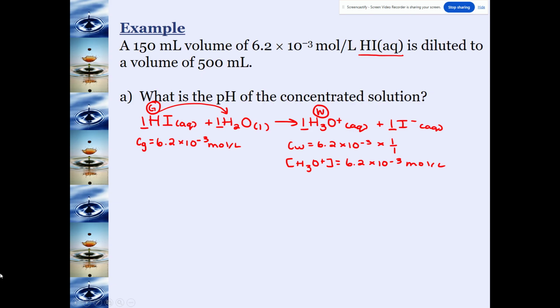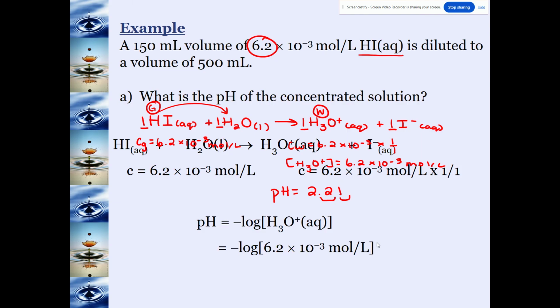Okay, so if I go negative log 6.2 times 10 to the power of negative 3, I get an answer of my pH. Now I have 2 total digits, so I want 2 decimal places in my answer. Okay, 2.21. Now we're going to dilute the solution.